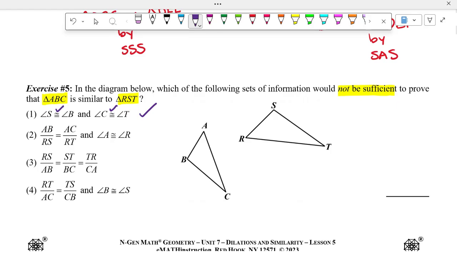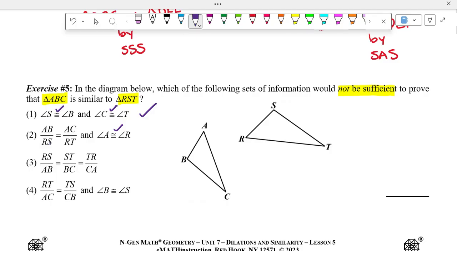Now, the second choice, it has an angle, and then it's saying that 2 different proportions are proportional. So, angle A is congruent to angle R. Are those corresponding angles? Yes or no? Are A and R corresponding angles? Yeah, because they're both listed first in how they labeled them.